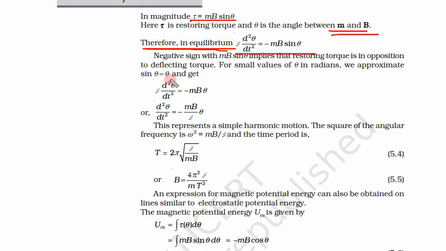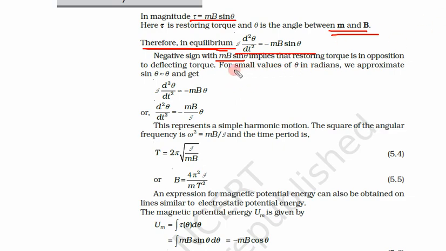So why is there a negative sign? The negative sign of mb sin theta implies that the restoring torque is in the opposite direction to the deflecting torque. Suppose one torque is trying to deflect, then another torque will try to put it back in its position. That's why there is a minus sign. So both the torques will balance each other. One torque will try to move in one direction, another torque will try to move in another direction.